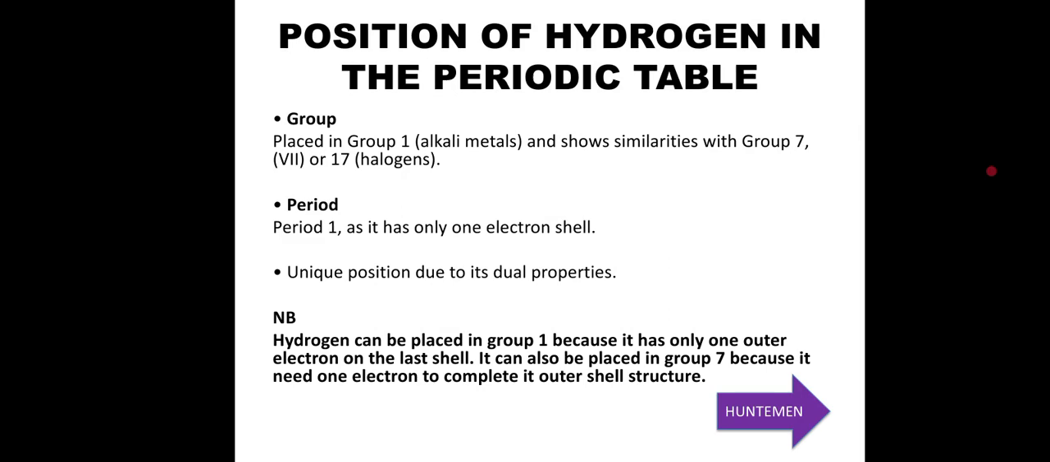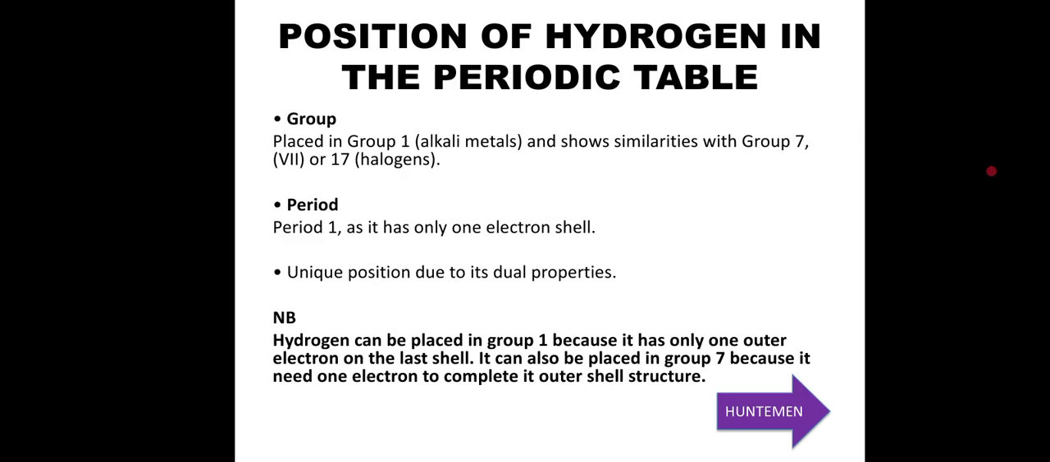I am saying group 7 or 17. The method of numbering the groups, either from 1 to 18 or from 1 to 8 or 0, you are still correct. So it's either you say group 7 or you say group 17. I mean the halogen group. So elements in group 7, they are called the halogen group. Elements in group 17, they are the same thing as the halogen group.